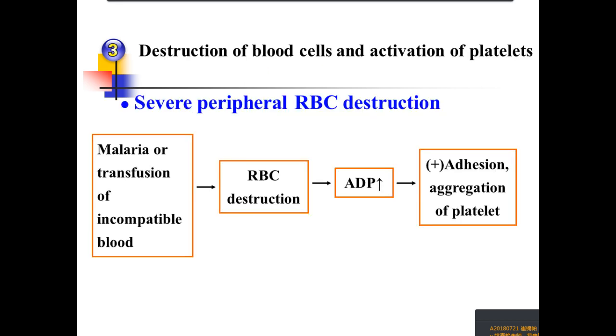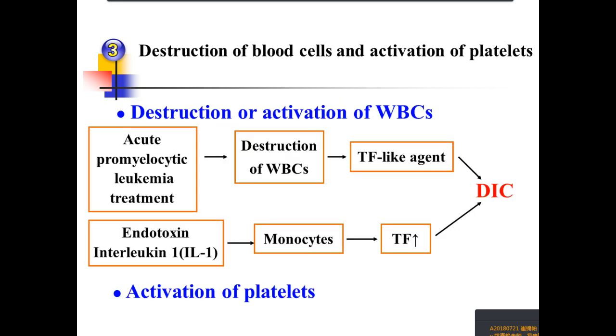Now, the third: destruction of blood cells and activation of platelets. Severe peripheral red blood cell destruction releases ADP. ADP functions in platelet aggregation, so it leads to increased coagulation function. So destruction of red blood cells can lead to DIC.